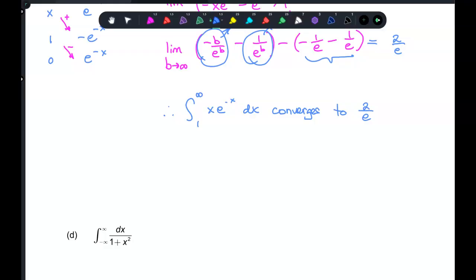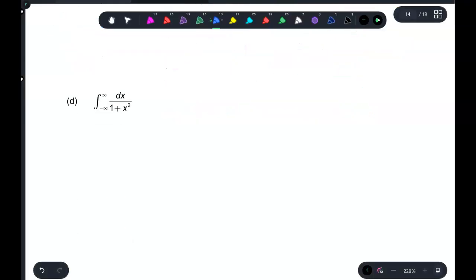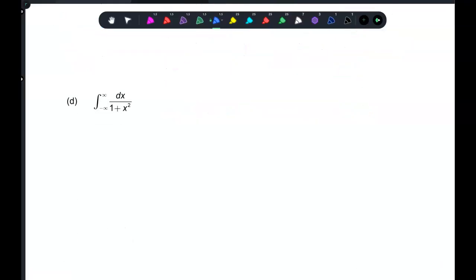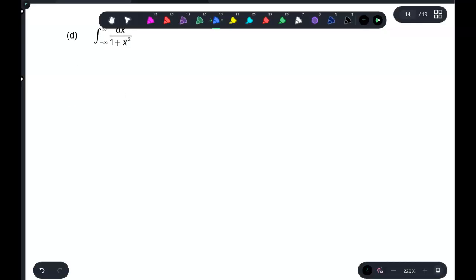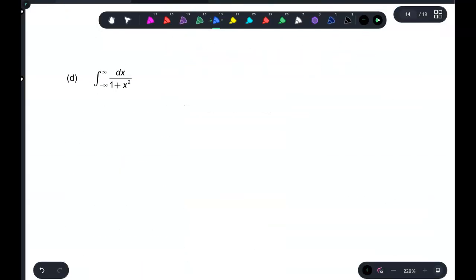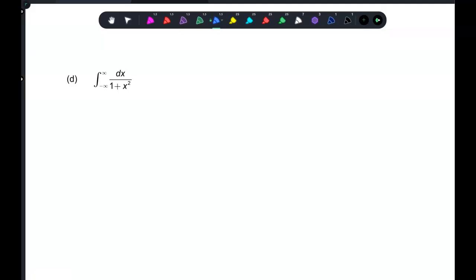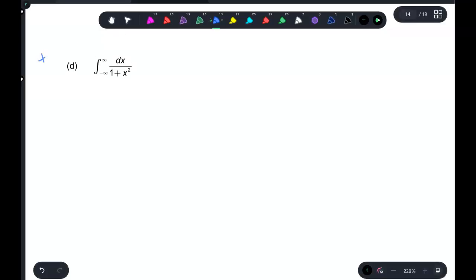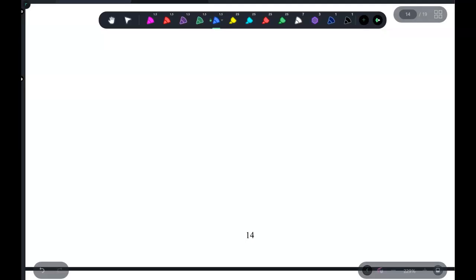I'm debating if we should do the next one or skip it and come back. Maybe I'll leave some for tomorrow when everybody's here. Yeah, because this is just one more example. This one's going to be a tangent inverse, so 1 over 1 plus x squared. So I'll just put that here. We'll come back to this one.